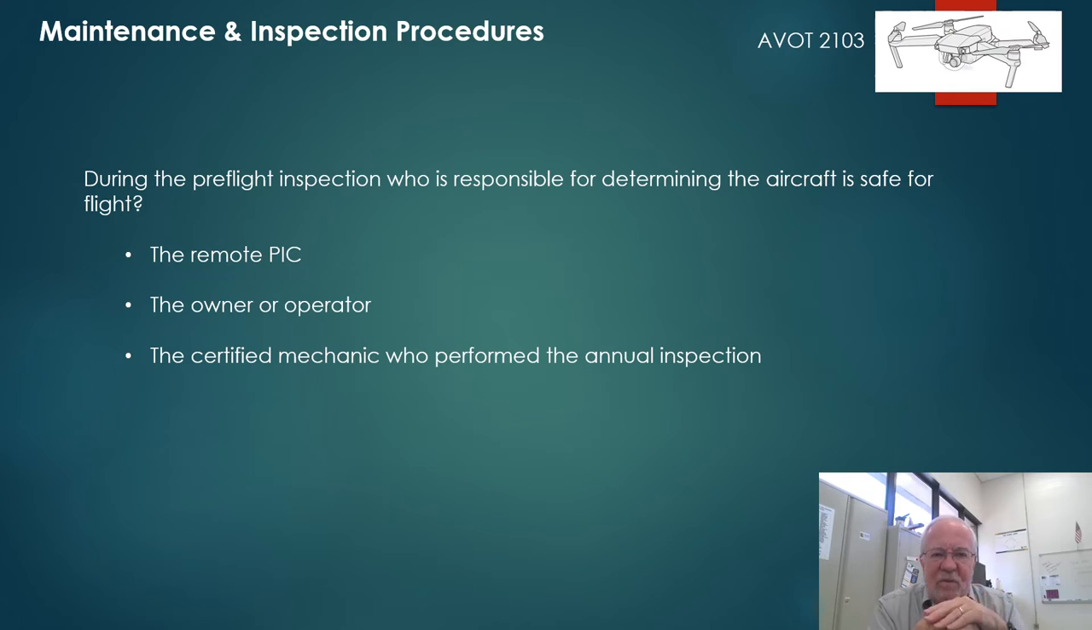A typical question here: during the pre-flight inspection, who's responsible for determining the aircraft is safe for flight? Obviously, it's not the owner of the aircraft or even the operator, because you don't have to have a license as long as you have a licensed pilot in near proximity. You can be operating it without having a license. The mechanics aren't responsible either; for drones at this point, mechanics have no responsibility for that. So the remote PIC is the one who is responsible. You are, basically.